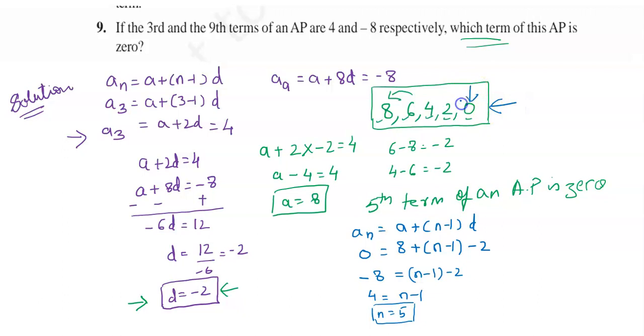Can you see here clearly? Or if you solve by the formula, then also you'll get n is equal to 5, which is the fifth term. I hope, students, it is clear. All the steps are clear, the working is clear. So in this way you will solve other questions.